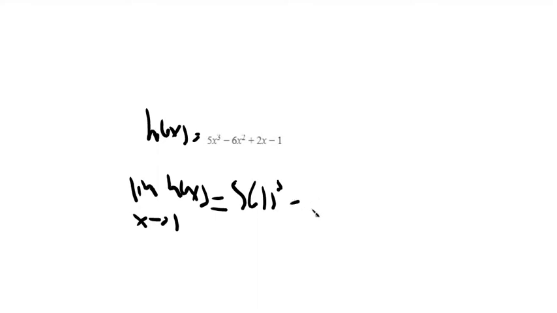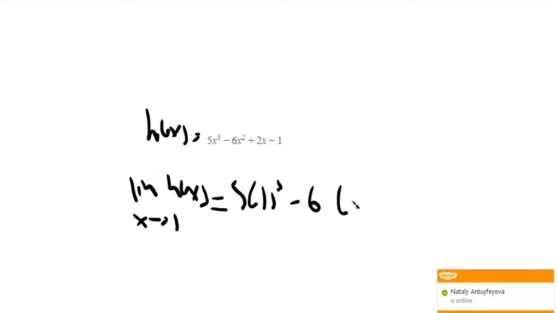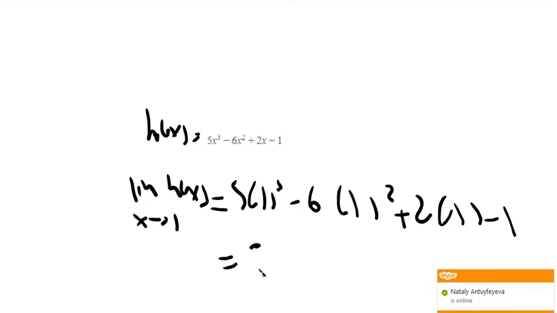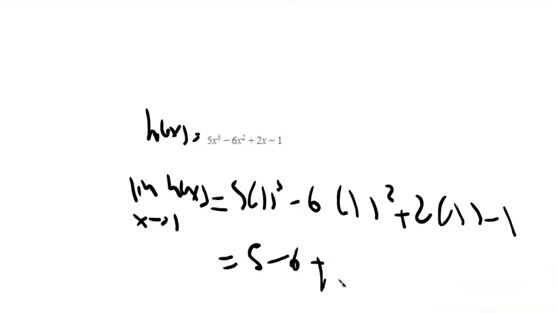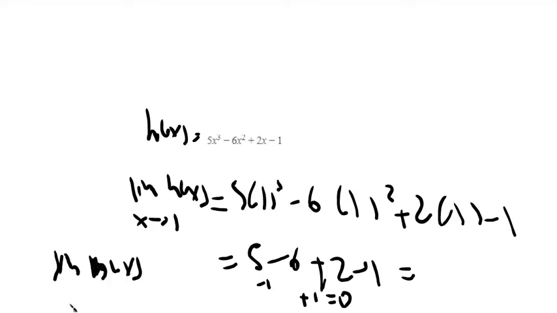1 cubed. Since it's 1, an easy number to work with, you don't really have to calculate anything. So it's going to be the same problem, x cubed minus 1. Now let's solve that. Negative 1, then plus 1 equals 0. So the limit of h of x, sorry for my writing again, as x approaches 1, will be equal to 0.